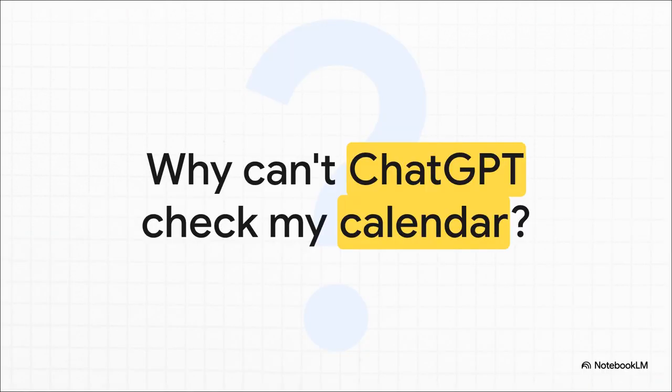Okay, so let's start with a really common problem, one I bet you've run into. You ask your favorite chatbot something simple, like, hey, when's my next coffee chat? And it just tells you it can't help. It doesn't have access. It's frustrating, right? But the reason why it fails is actually the key to understanding this entire evolution.